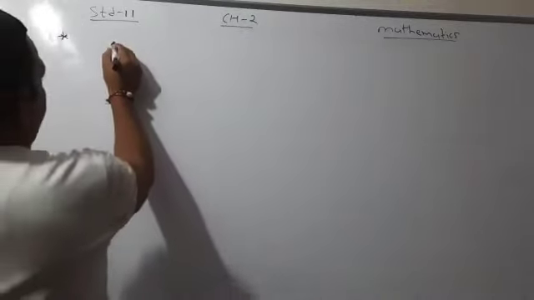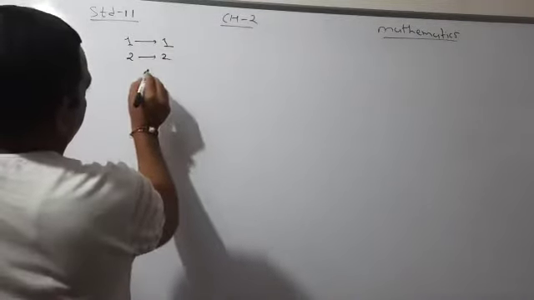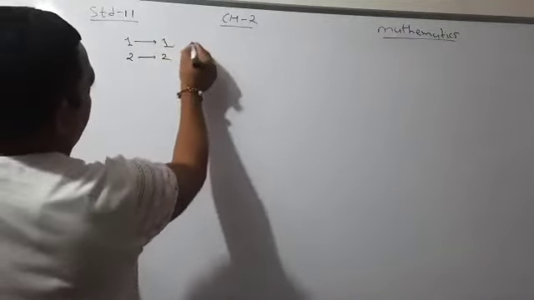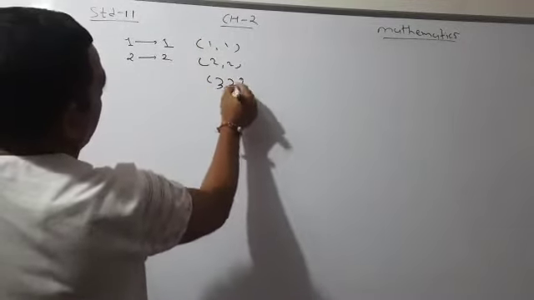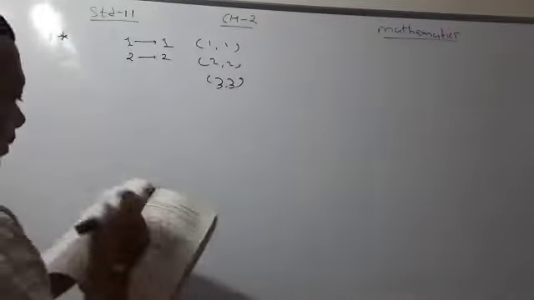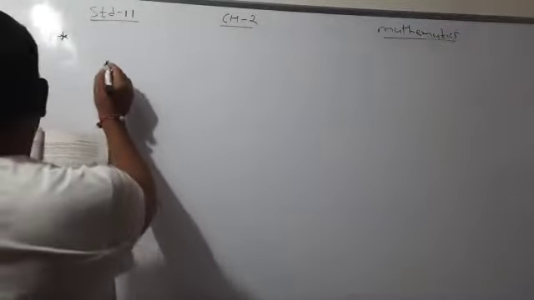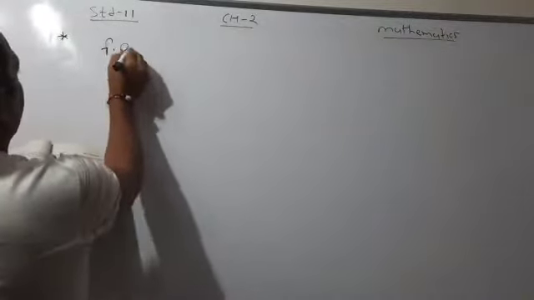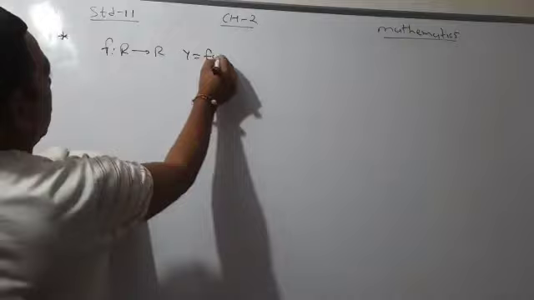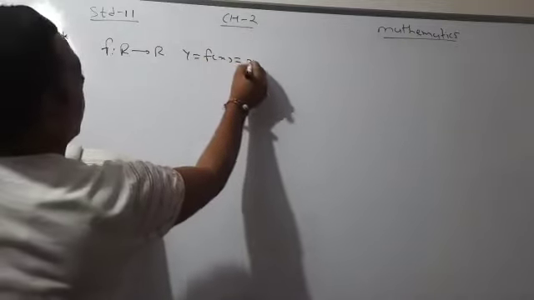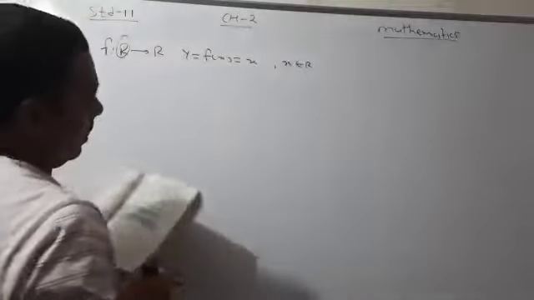Now we know that identity means 1, then the answer is also 1. 2, then the answer is also 2. But every time we will write this kind of answer in ordered pair form. So (1,1), (2,2), (3,3) and like that. So in general, the function which is given in our textbook, which is considered as identity function, is a function f from R to R defined by y, or you may say f(x) = x for all x belongs to domain, that is R.